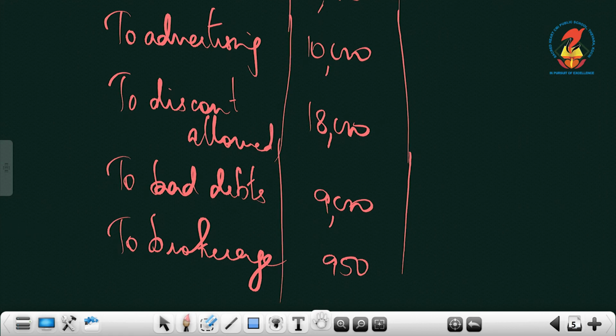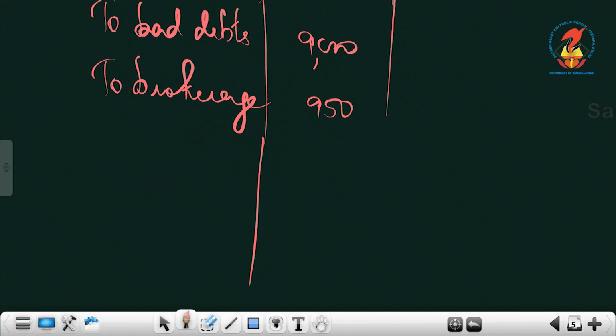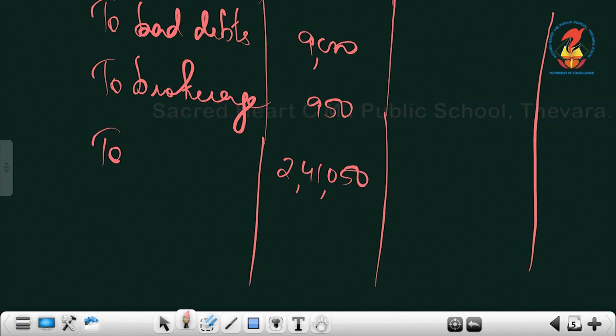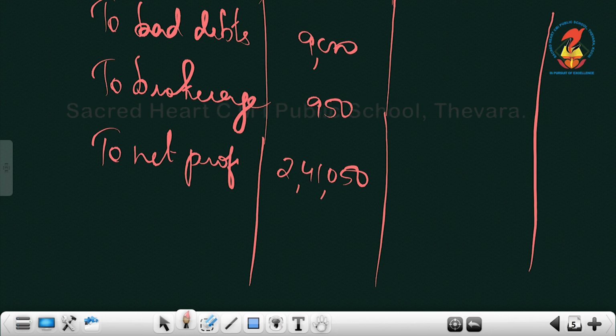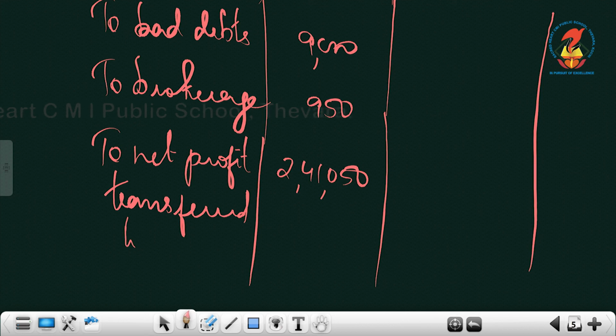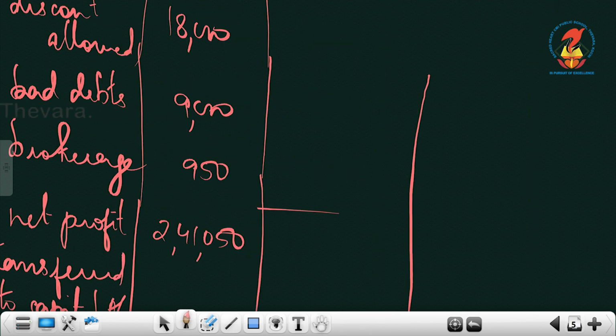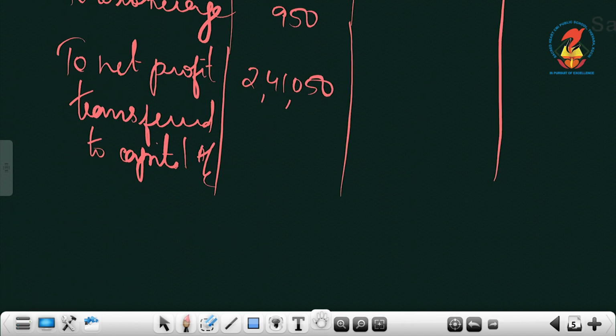You have to just find the balance. See whether it is a net profit or a net loss. Here the shortage is on the debit side. So you will be getting a net profit of 2,41,050 as net profit. Where are you taking this net profit? We are adding it to the capital account in the balance sheet. So write to net profit transferred to capital account. If you don't have time, you just write to net profit carried down. Okay.